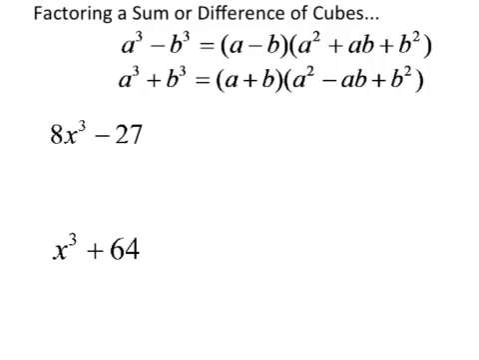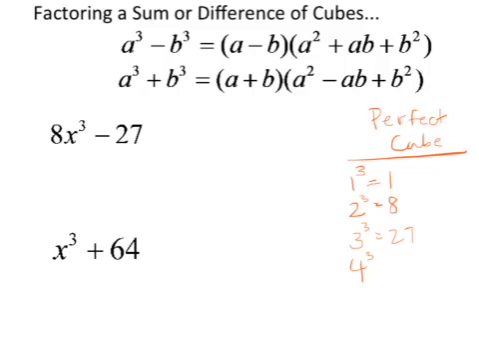Last but not least, we have a special form called sum and difference of cubes. And just like with square roots, we're going to look for something called a perfect cube. And we can make a list of perfect cubes on our paper. 1 cubed is 1, 2 cubed is 8, 3 cubed is 27, 4 cubed is 64, and we could go on and on as long as we needed. But what we're going to do is when we see an x cubed in these problems, that's going to clue us in that maybe it's one of these special forms.